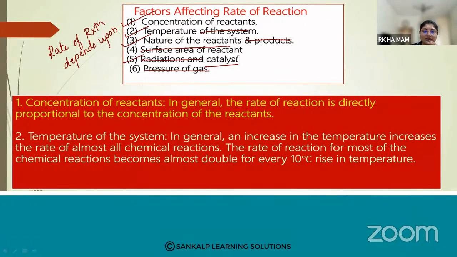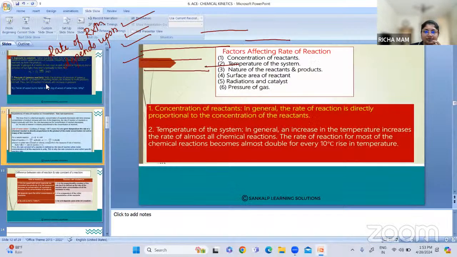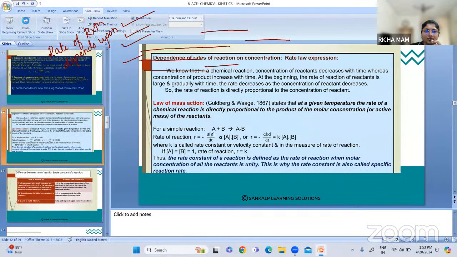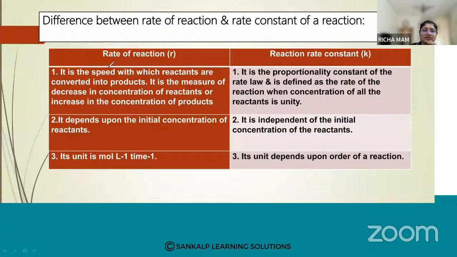First, let us start with the effect of concentration on the rate of reaction. What is the effect of concentration on the rate of reaction? There is something called the rate law, or rate expression, or it is also called the rate constant. Rate law, rate constant or rate expression.